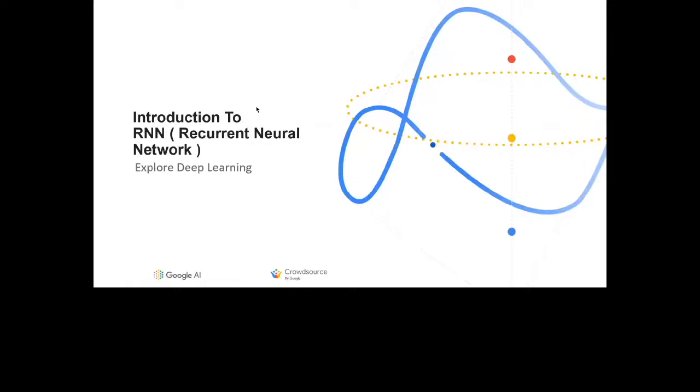All right. So we'll be starting with the RNN part, that is the recurrent neural network. Okay. So let me grab a pen for myself. So basically, let us go with the definition of what is RNN.